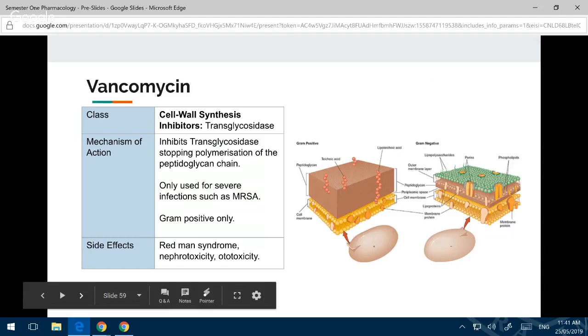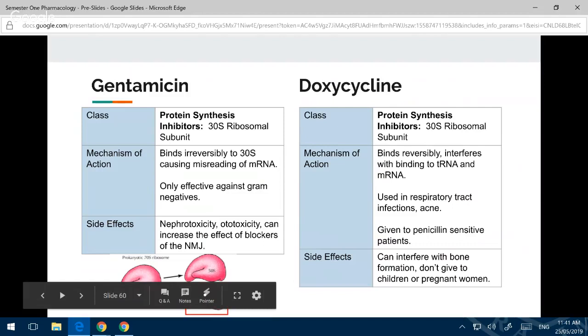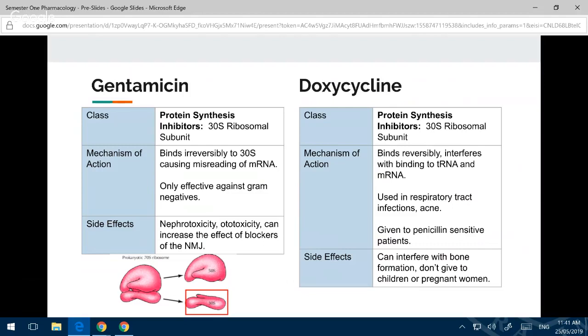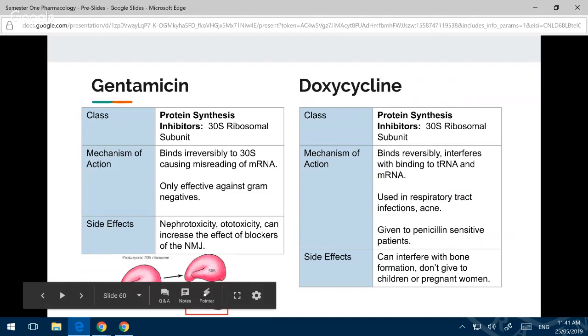All right, gentamicin is a protein synthesis inhibitor. It targets the 30S ribosomal subunit. It binds irreversibly and causes that misreading of messenger RNA, but it's only used against gram negatives. It's nephrotoxic, ototoxic, and can actually increase the effect of blockers of the NMJ. So keep that in mind when prescribing.